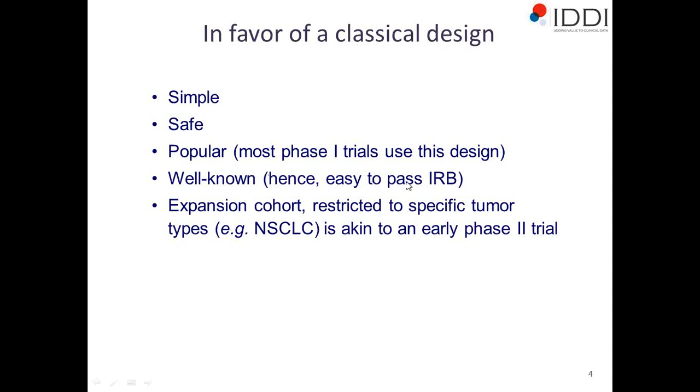And because it is so well known, it is very easy to pass a phase 1 trial built on a 3+3 design at an IRB. And so the operational aspects of these designs are well known and therefore would cause no problem or no pushback from the IRBs. The expansion cohort, if we restrict it to specific tumor types, for example, you might be interested to test your new platinum compound in non-small cell lung cancer, is really like an embedded phase 2 trial in the phase 1 trial. And it's used to better characterize the dose and or to see first signs of efficacy at the recommended dose. So I think this design has a lot of advantages, and that's what I would recommend.